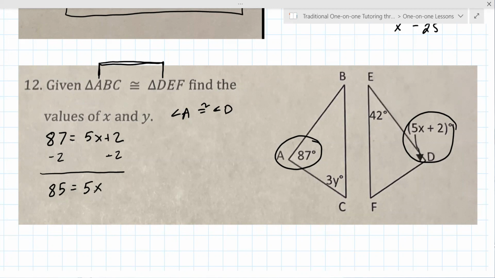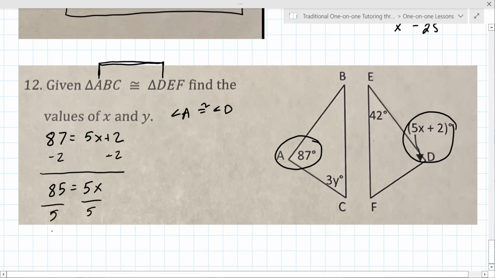Okay, and then that is going to be equaling 17. Yes. X is 17. So we're halfway home. We've got the first one, we've got X. Now we need to find Y.